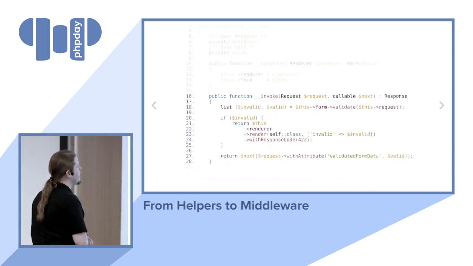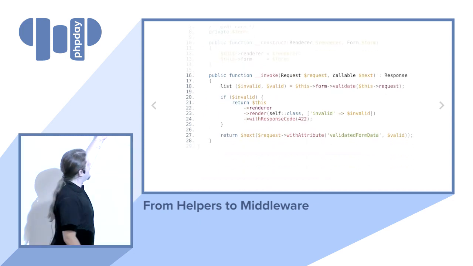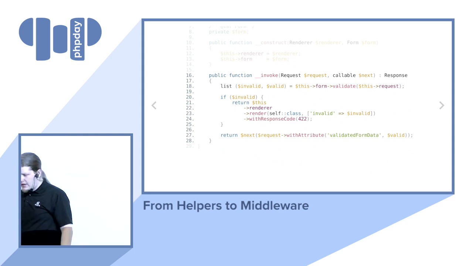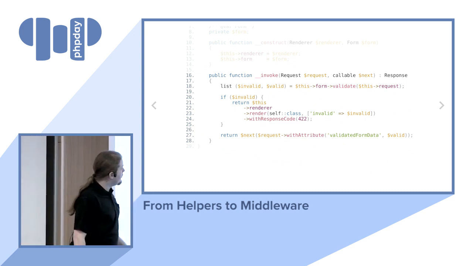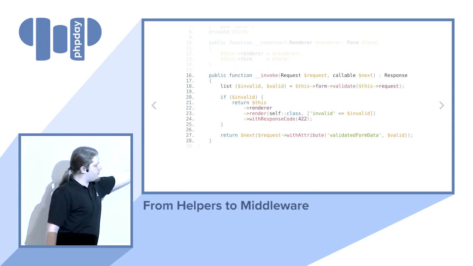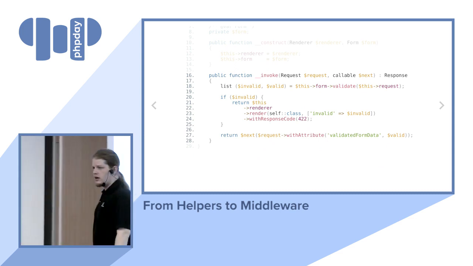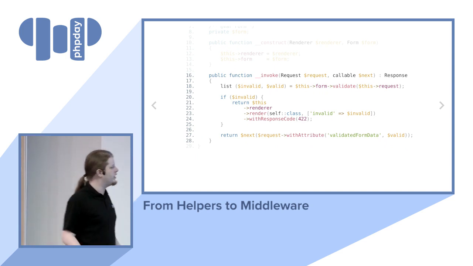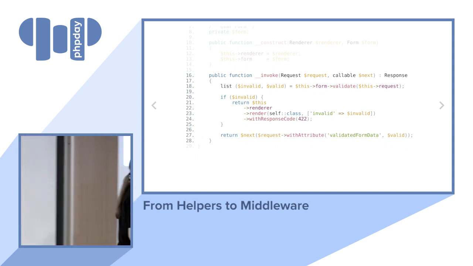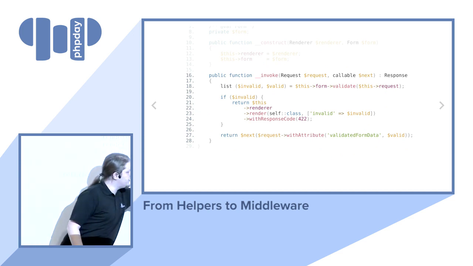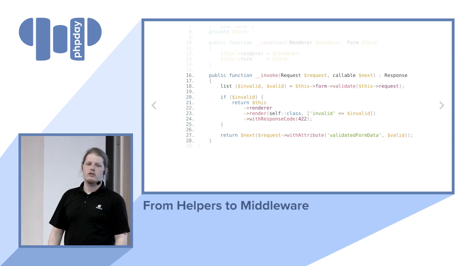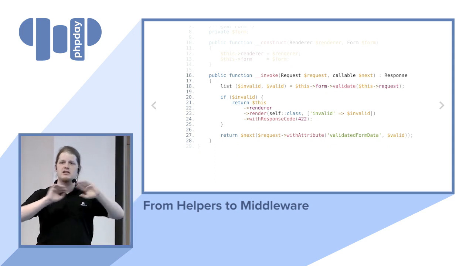So what we do here is we take some validity flags and the validated form data. We validate the request with the form. If it is not valid, we produce a 422, which is an unprocessable entity, which is basically I could not understand what the hell you're submitting here. And we produce next with the validated form data. So the next layer will be called with the already validated form data. Otherwise, the interaction stops here.